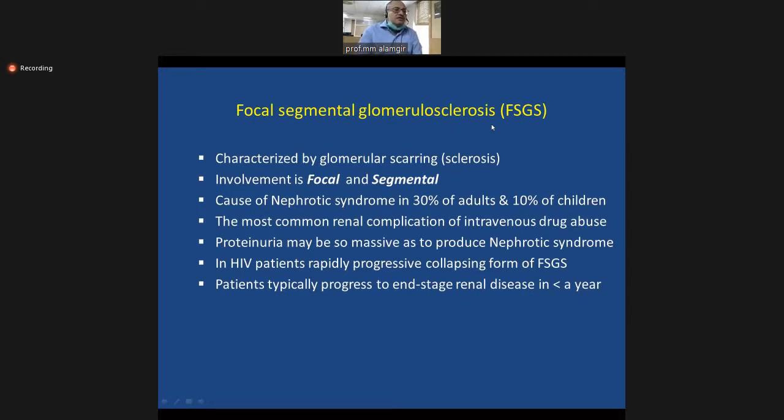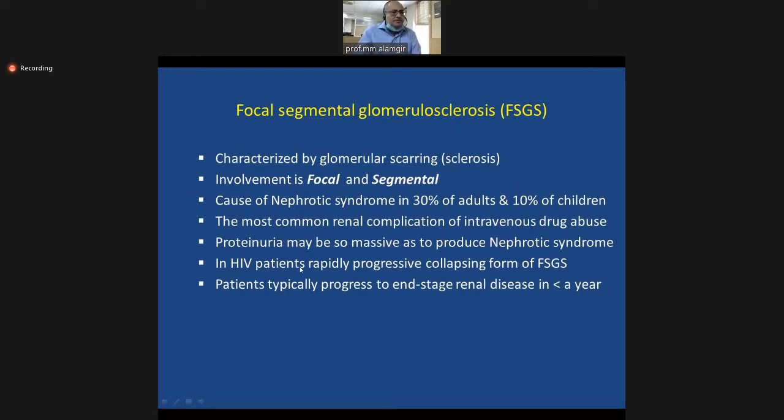Now, this is characterized by glomerular scarring, sclerosis, or fibrosis. Involvement is focal and segmental. Now you know what is focal and what is segmental. It is the cause of nephrotic syndrome in 30% of adults. In the chart, it was 35, and 10% of children. It is the most common renal complication of intravenous drug abuse, which happens to be this case. Proteinuria may be so massive as to produce nephrotic syndrome. So these patients may present with nephrotic syndrome, as in this case.